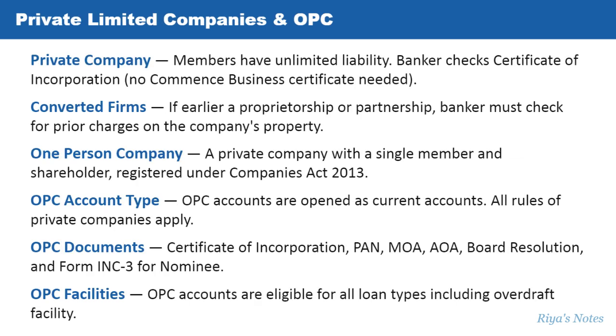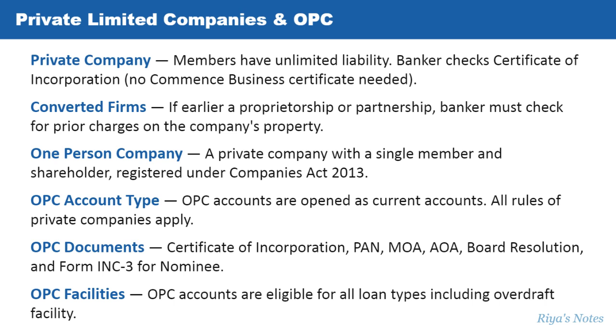Private limited companies and OPC. Private company. Members have unlimited liability. Banker checks Certificate of Incorporation. No commence business certificate needed. Converted firms. If earlier a proprietorship or partnership, banker must check for prior charges on the company's property.